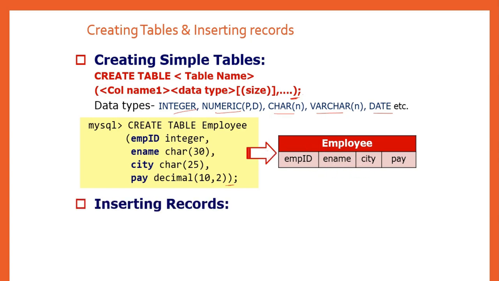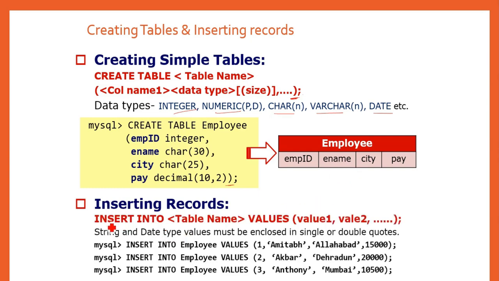Now how to insert a record? To insert a record, we will use the insert into command. The syntax is insert into table name values, and in brackets we will give all the values separated with commas, and at the last we will end with a semicolon. Let's see this example. Insert into employee, that is the table name, values, and first is employee ID 1, name is Amitabh, city is Allahabad, and pay is 15,000. Similarly, the second is 2, the name is Akbar, city is Dehradun, and pay is 20,000. Like this we can insert as much data as we want.